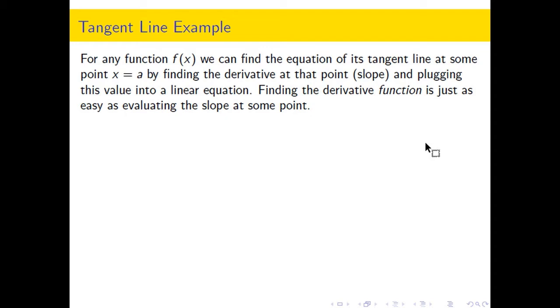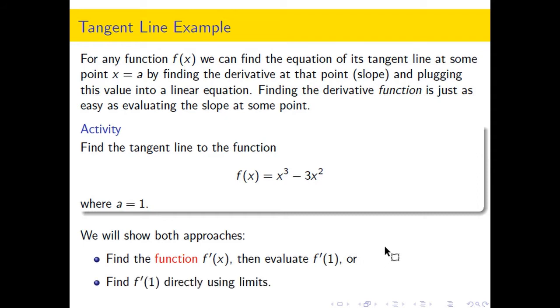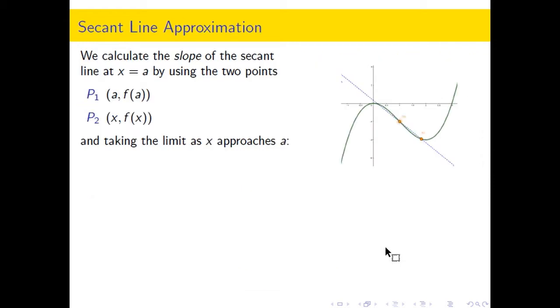Turns out that we can find the derivative function. By taking the derivative and finding a function, we can then plug in later. So we're going to have two different approaches here. We're going to first find the function f prime of x, and then we're going to plug in x equals 1. The second approach we're going to show is finding f prime of 1 directly using limits. These are both valuable approaches, so I'm going to show all the algebra for both.